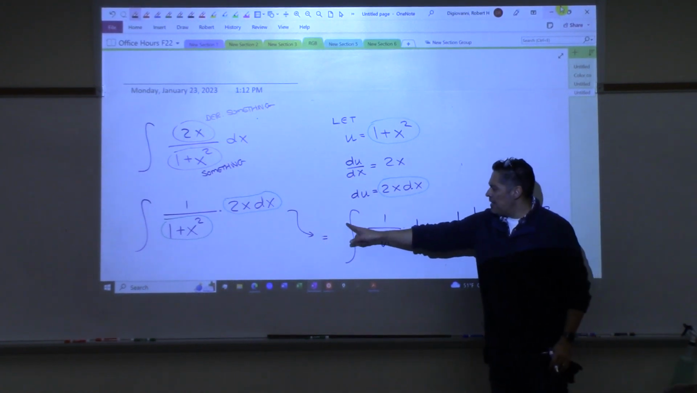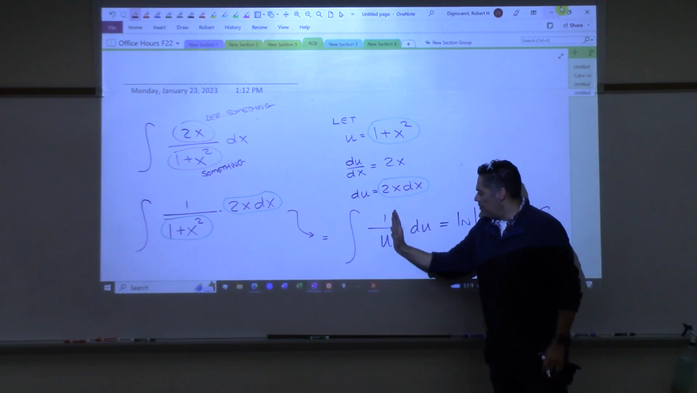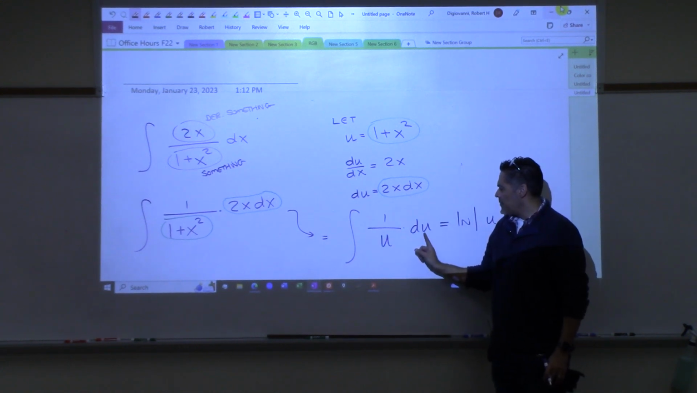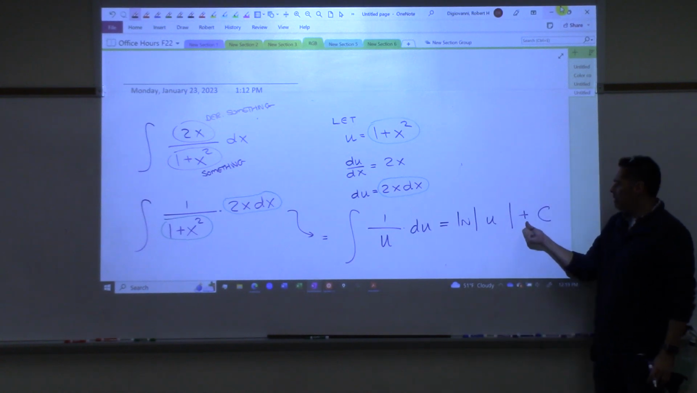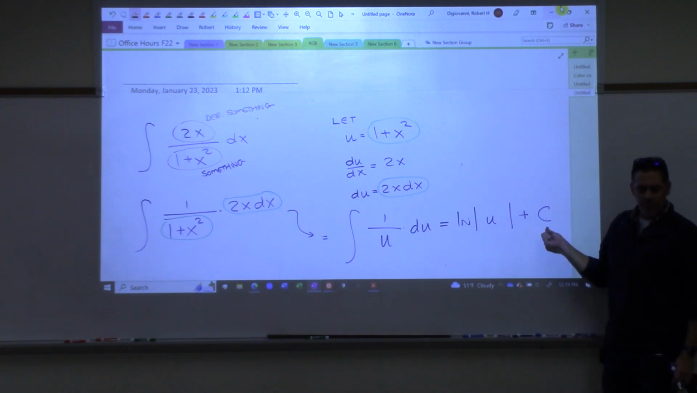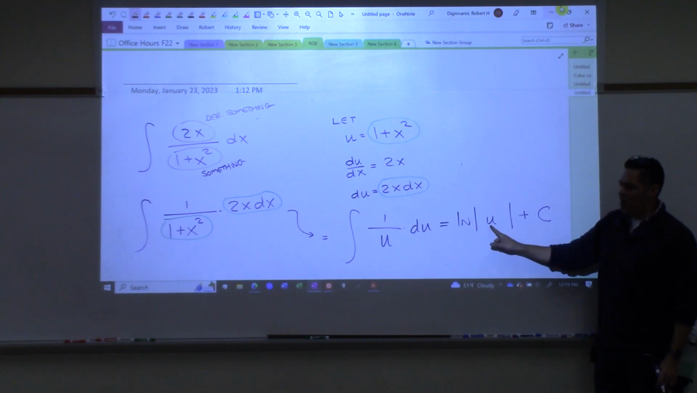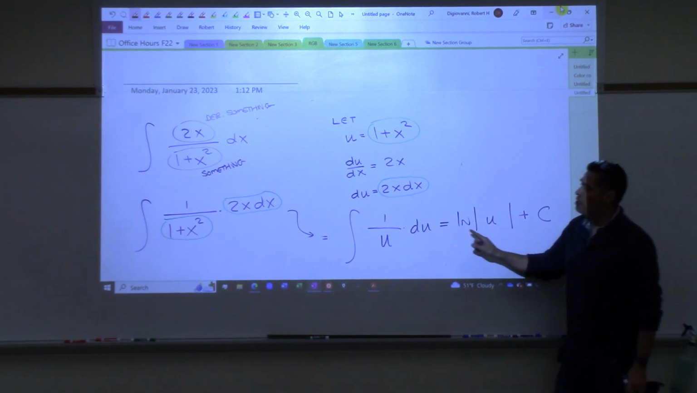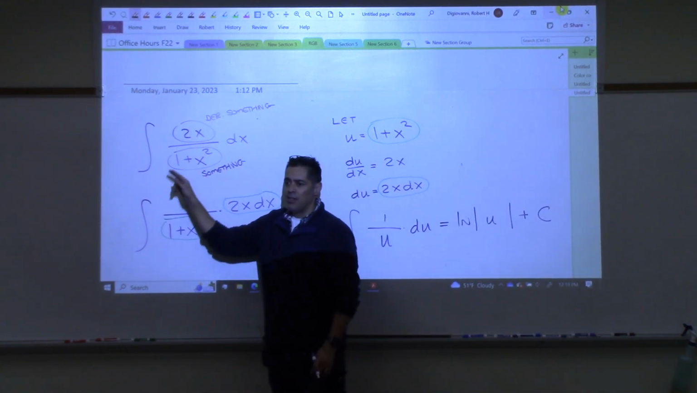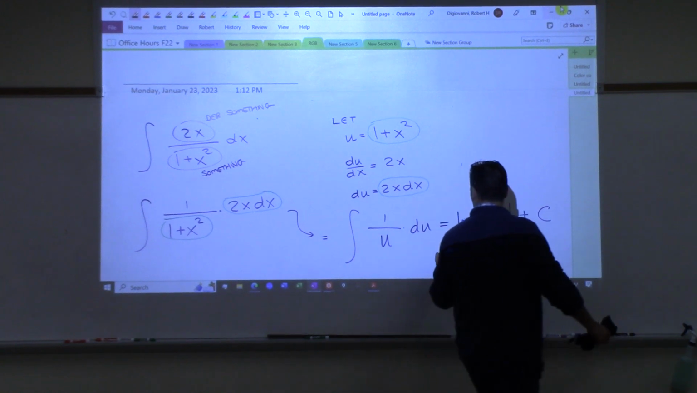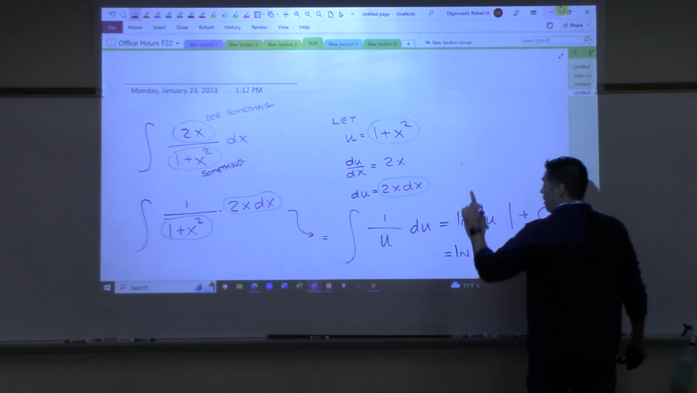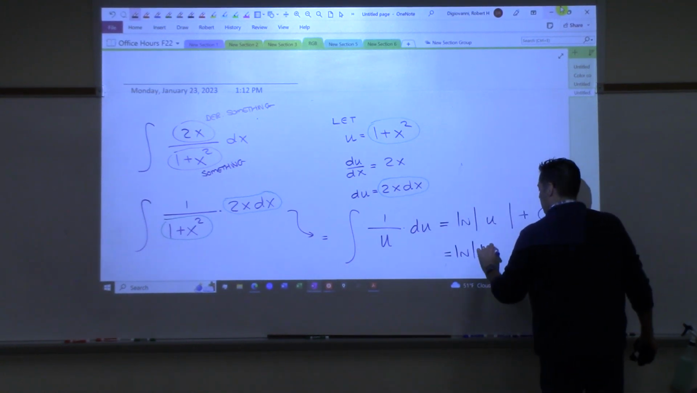This means find the antiderivative of this thing right here, treating u like the variable. Well, the antiderivative of this is this, right? And then because it's an antiderivative, I always have to put plus c. We're not done, because our answer is in terms of u, and our original problem was in terms of x. So we need our final answer to be in terms of x. So I'm going to replace my u now with 1 plus x squared.